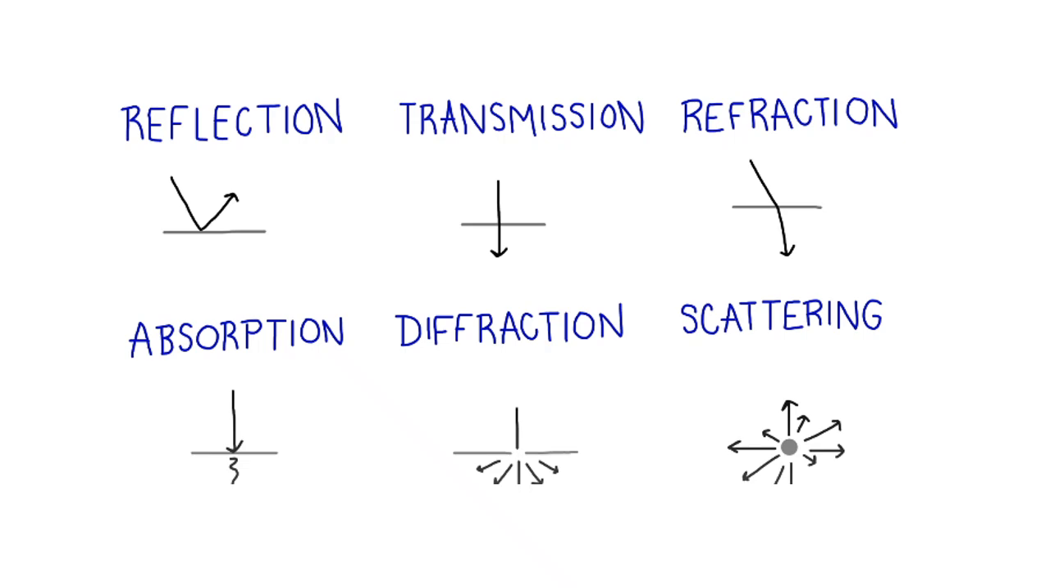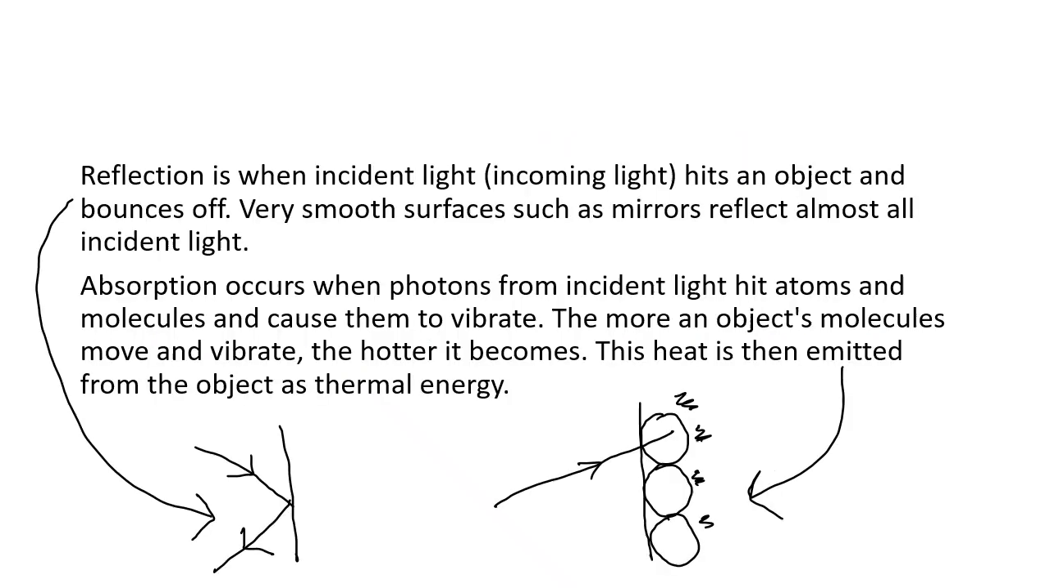Right, so here you've got 6 different types of wave properties. They can reflect, be transmitted through the object, be refracted, absorbed, diffracted, and scattered. Reflection is when incident light, incoming light, hits an object and bounces off. Very smooth surfaces such as mirrors reflect almost all incident light.